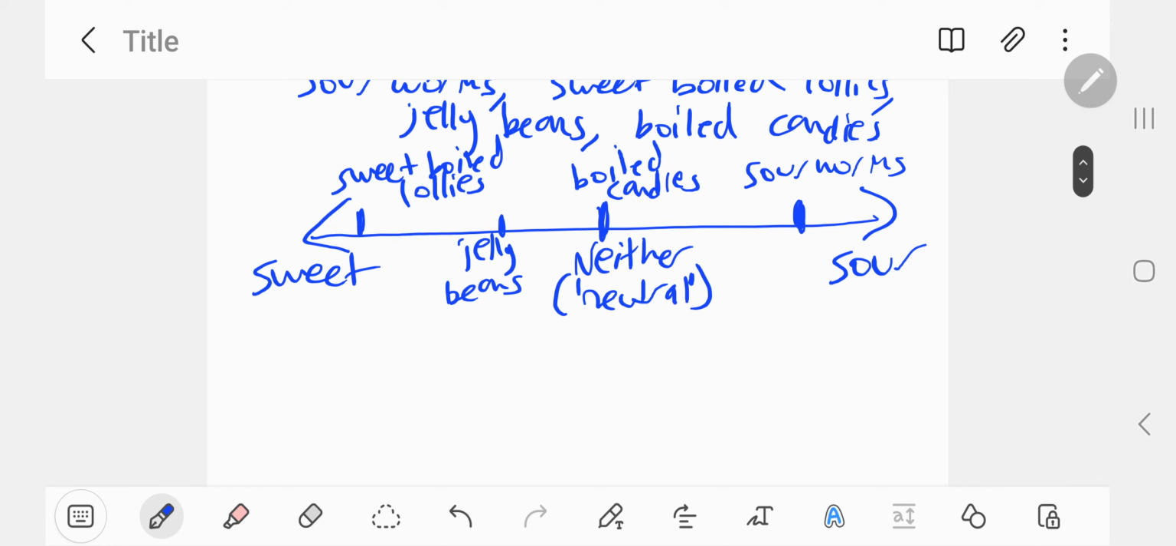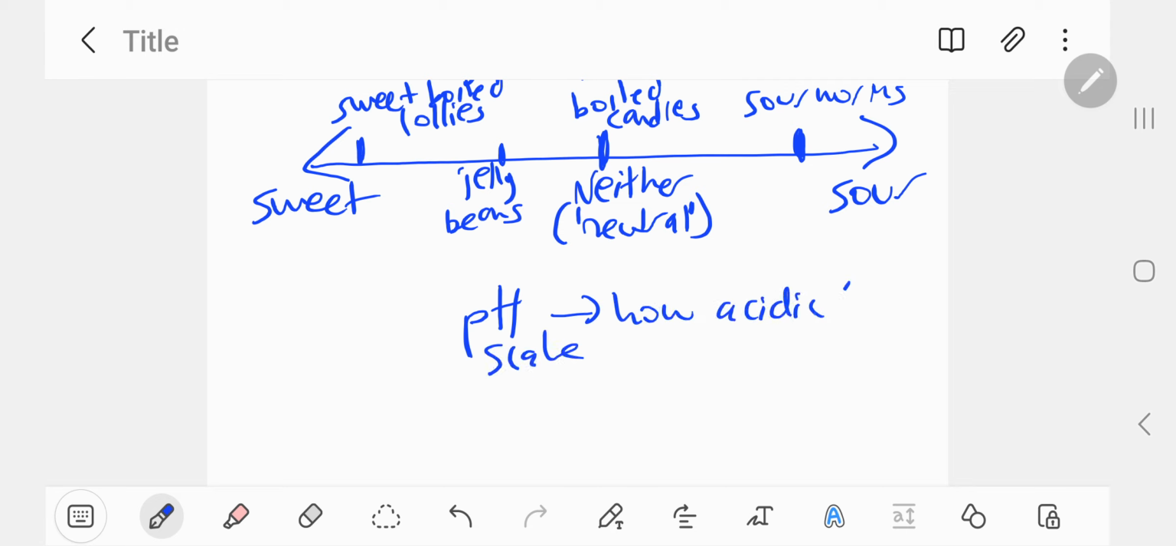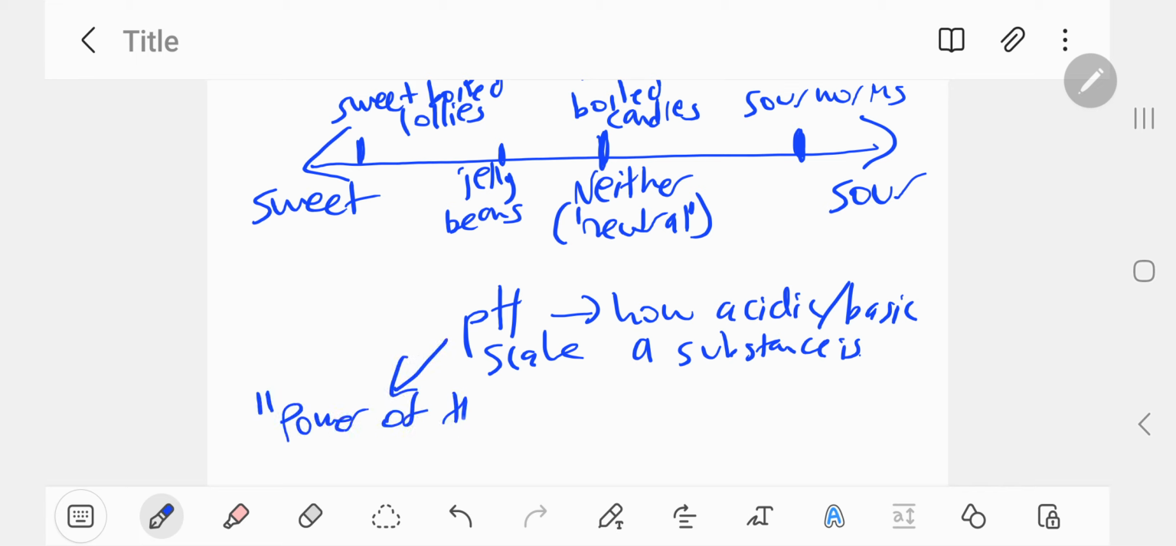Now, similarly in science, there's this scale called the pH scale, in chemistry, I should say. pH. It tells you basically how acidic or basic, and I'll talk about this in a sec, a substance is. Okay, it could be water, it could be Coke, it could be soap, just about anything. And pH is an acronym. It actually stands for power of hydrogen. Okay, pH.